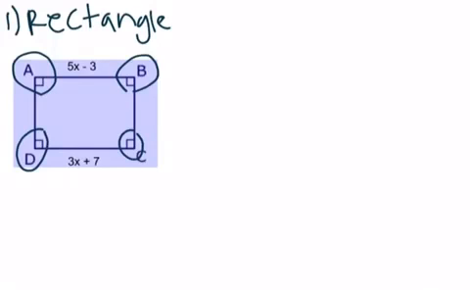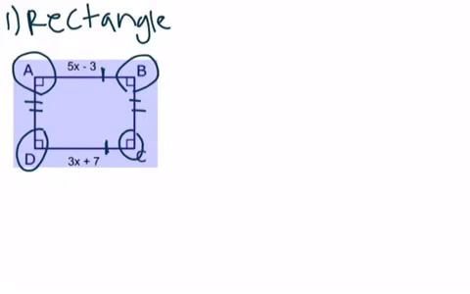Now we want to use that fact to end up solving for x, okay? So what do we know about rectangles? Well, I just kind of said it. The opposite sides are congruent to each other. So that means this side here is congruent to this side, and this side is congruent to this side. Now, how can we use that to our advantage? Well, congruent also means equal, right?